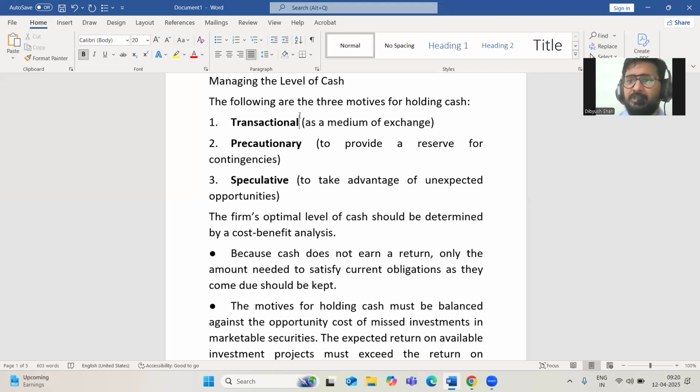Second is precautionary. Precautionary means as a means of precaution. You hold on to cash because in some periods, especially during the business, you need more cash because it's a busy season. You have hired more people. You need more materials. You create more debtors. Anything. So you hold more cash. So this is the precautionary motive for holding cash.